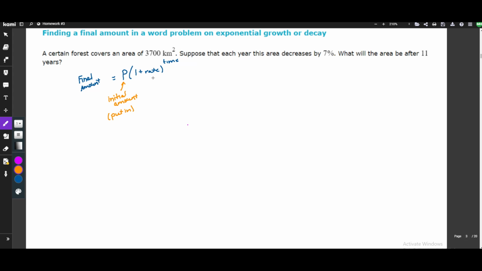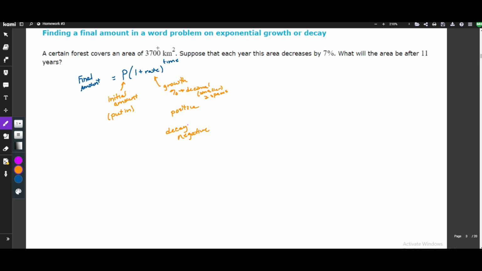Okay, the rate, when we're talking about growth, you want the percent, move it to a decimal. And remember, when we're going from percent to a decimal, we move the decimal spot 2 spots. The decimal is always going to be smaller. 2 spaces. Now, if it's a growth, it's positive. A decay is going to be negative.